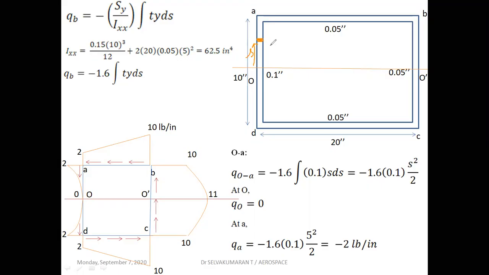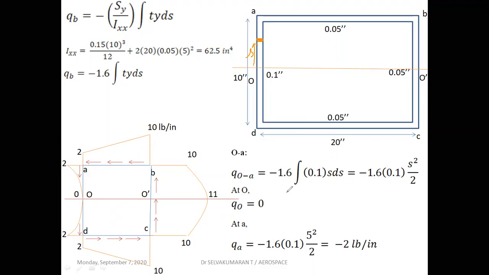This thickness is ds. Okay, this element thickness is ds. So q0 to a is equal to minus 1.6 integration, thickness is 0.1, y distance is s, the y distance, into ds. Okay, so if you integrate s, I'll get s square by 2.